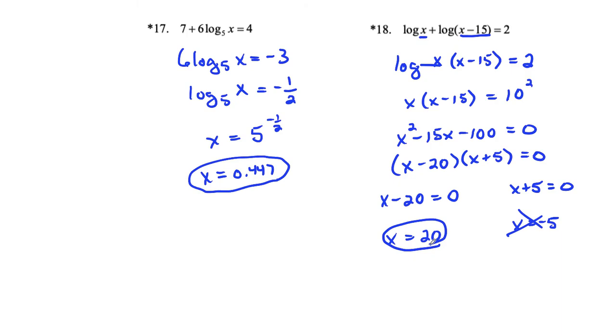All right, moving on to number 19. Everything so far has been really pretty straightforward. 19 is probably the trickiest of our problems. So let's just get started with it. We can't use the one-to-one property because we have different bases. So if I have different bases, I'm just going to apply a logarithm.